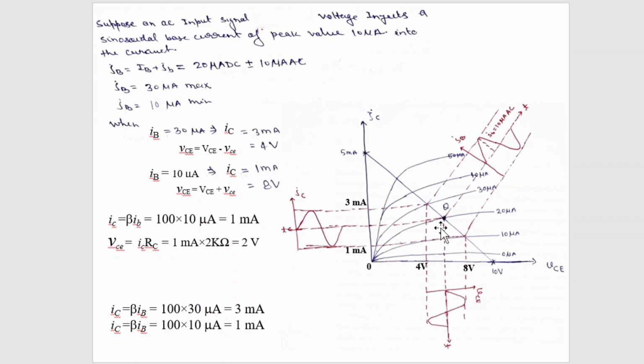If you draw it, this is the output voltage. The output voltage is swinging from 8 volt to 4 volt, and the output current, that is the total collector current, is swinging from 3 milliampere to 1 milliampere. If there is no AC signal, then the collector current is basically 2 milliampere and the collector emitter voltage is 6 volt. But when we have applied this input AC signal, the amplified signal moves from 8 volt to 4 volt and 3 milliampere to 1 milliampere. That is the amplification done when we apply an AC input signal and the transistor is properly biased with the applied DC voltage.